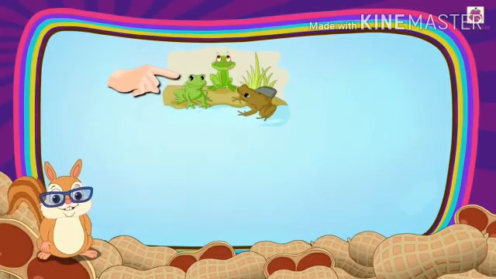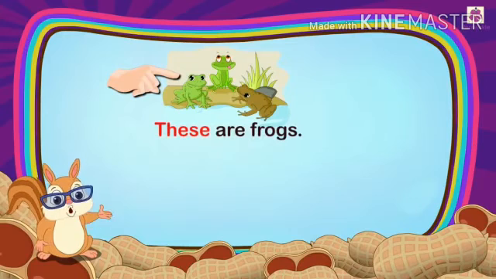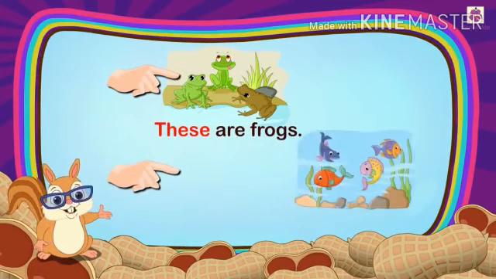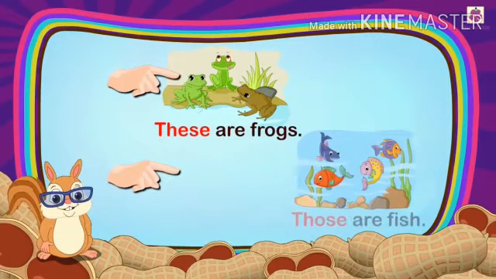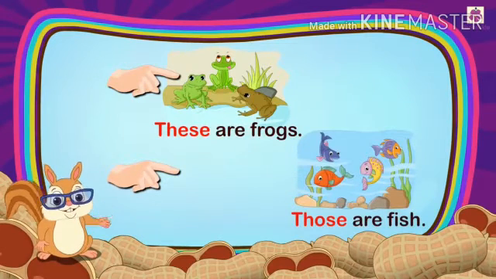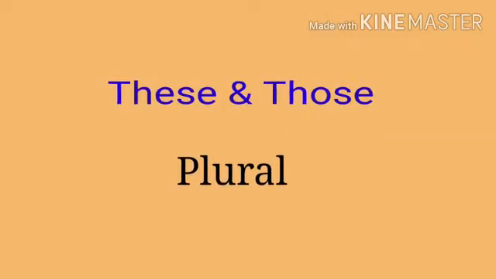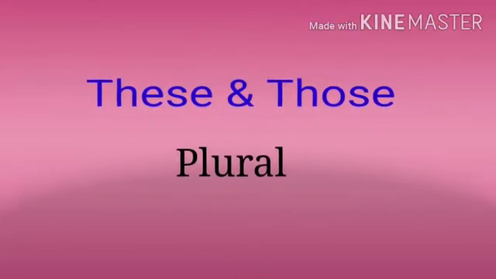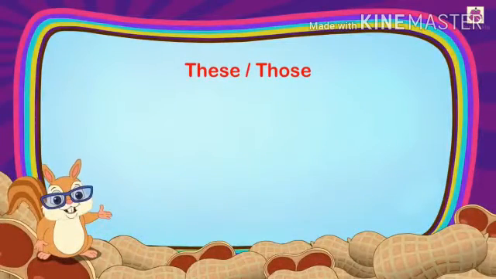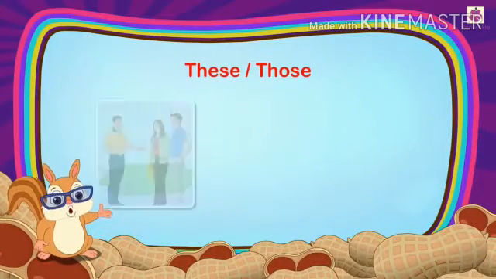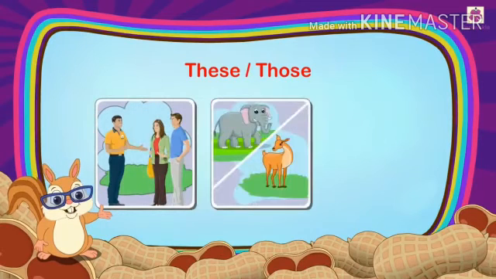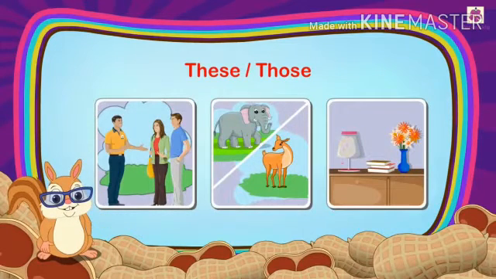Next, let me tell you about these and those. Look at these. These are frogs. Look at those. Those are fish. Dear children, these and those modify plural nouns, which means we use these and those for more than one person, animal or thing.